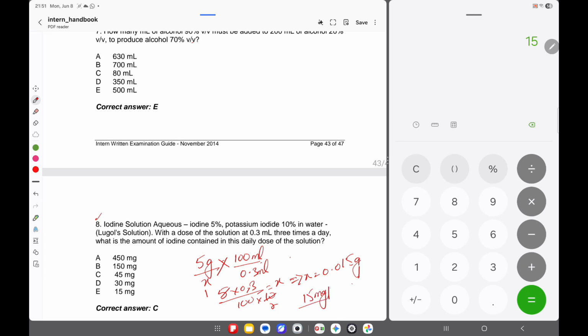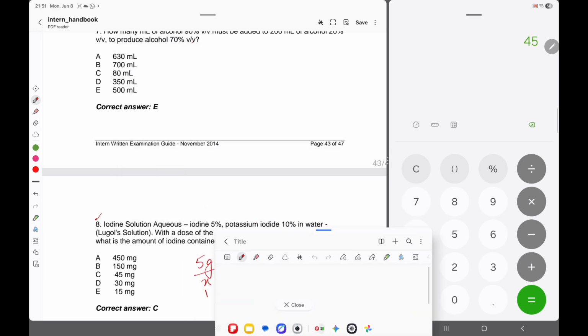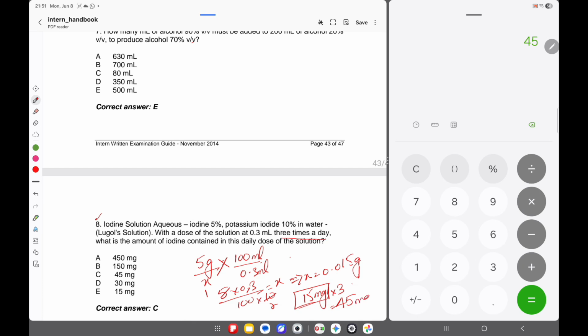Now 15 milligrams is a single dose, but we are giving 3 times a day, so we have to calculate it for 3 doses. So 15 multiplied by 3 will be 45 milligrams. This is the final answer, C.